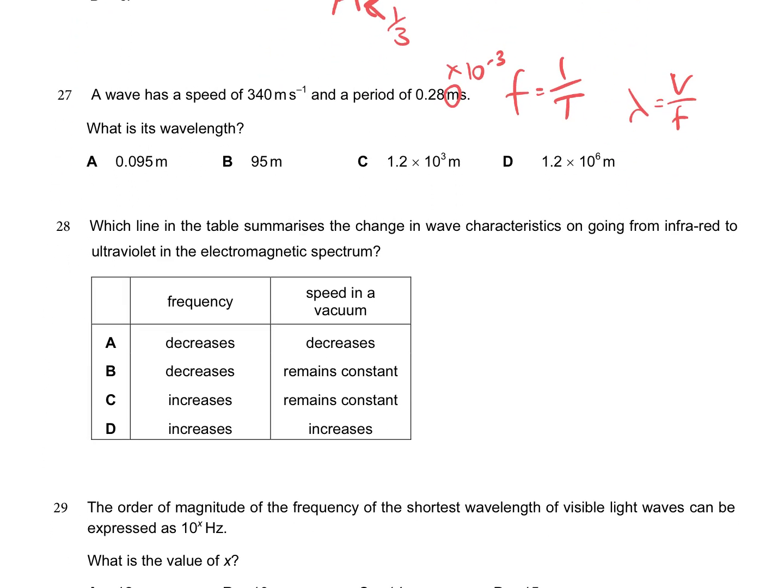28. Which line in the table summarises the change in wave characteristics of going from infrared to ultraviolet? Now you might remember ultraviolet's got more energy, that's why it can damage your skin, so the frequency is going to be increasing, so it's one of these two. And the speed in a vacuum, well, it's the same for all electromagnetic waves, it's going to remain constant, so the answer is C.